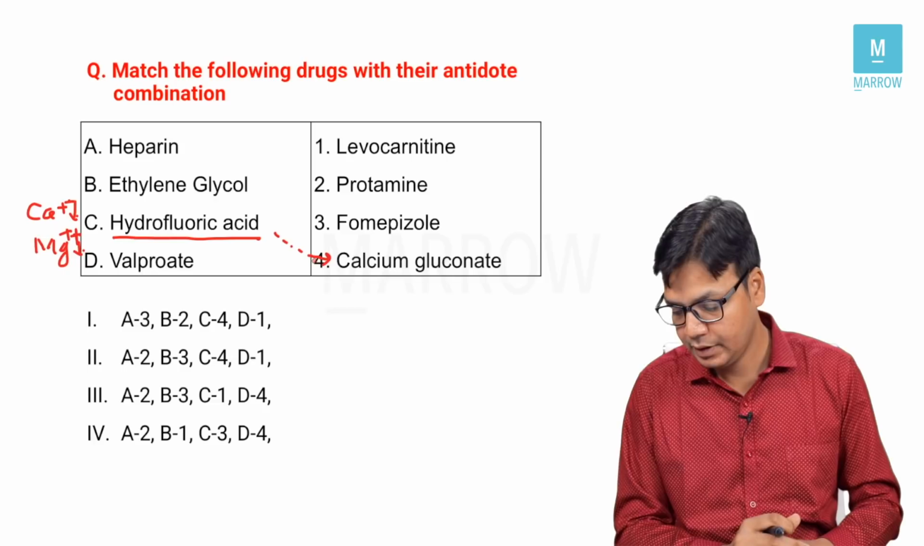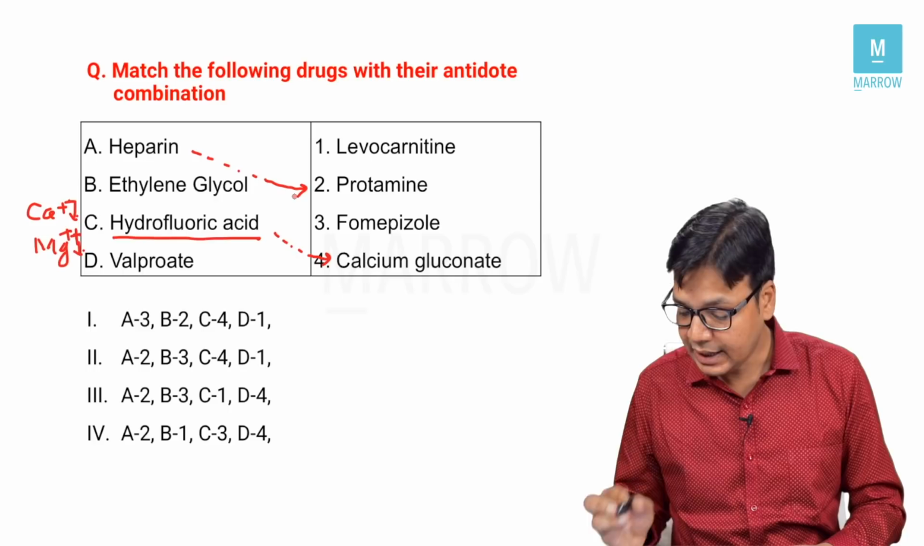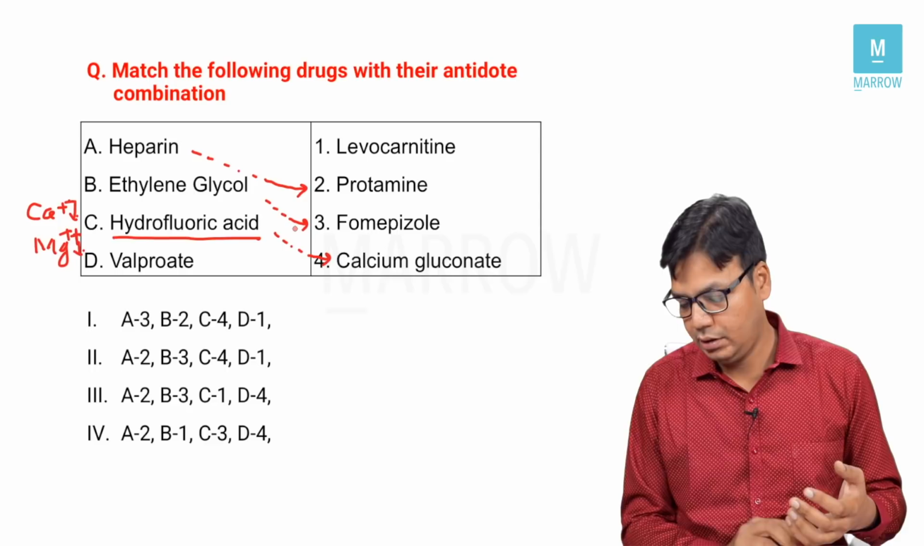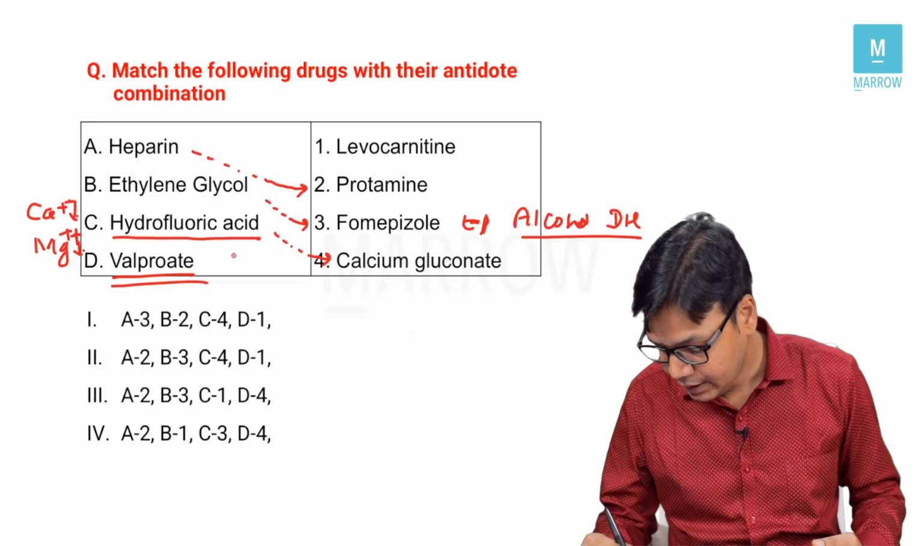Heparin, everyone knows that's a very important MCQ of pharmacology also. Heparin, yes, we give protamine. Protamine is the antidote of heparin. Ethylene glycol antidote is fomepizole. Actually, you know, for ethylene glycol, we use fomepizole. Fomepizole inhibits alcohol dehydrogenase. Valproate, sir, in valproate, ammonia increases. Yes, the antidote is, so I'm writing down, valproate antidote is levocarnitine.